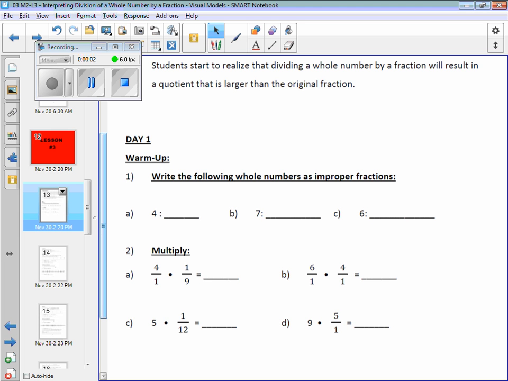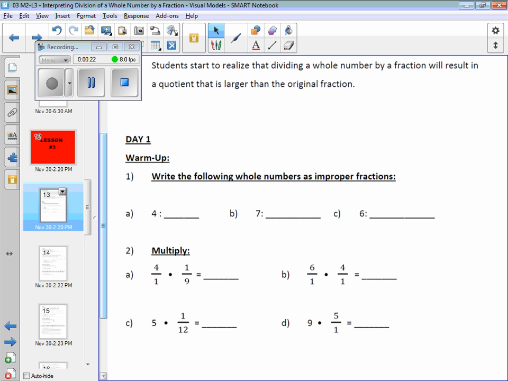Everything in the day one warm-up are skills that you need to be able to do in order to do the lesson. So the warm-up isn't just random exercises for you to do. There's a reason behind it. The first is taking a whole number and changing it to an improper fraction. Do you know how to do that?